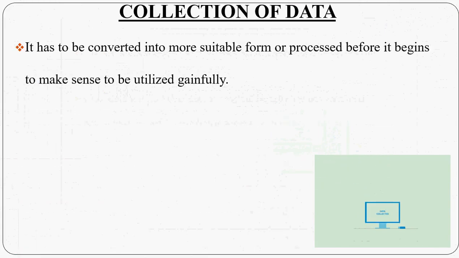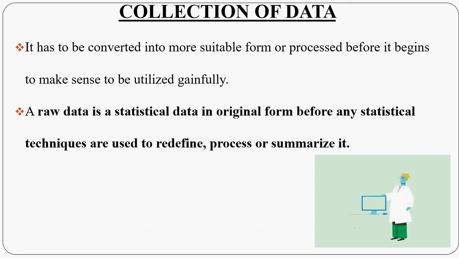It has to be converted into a more suitable form or processed before it begins to make sense to be utilized gainfully. Raw data is statistical data in original form before any statistical techniques are used to refine, process, or summarize it. That is why we also have to understand that the process of counting, enumerating or measuring together with the recording of results is called the collection of data, as I explained earlier. This is the preliminary step of the statistical inquiry or investigation.